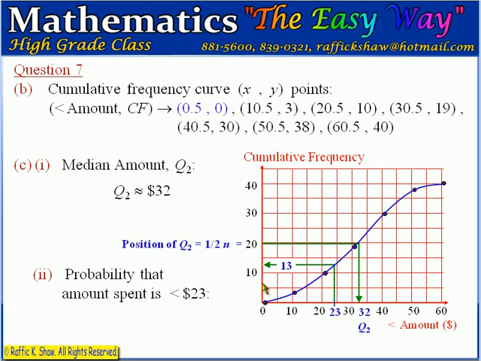So the bottom 13 students in the survey, spending the smallest amounts, spent less than $23. And so 13 out of the 40 students spent less than $23, and the probability of selecting one of those 13 students from the 40 students in the survey is 13 divided by 40. So the probability of finding a student who spent less than $23 is 13 divided by 40.